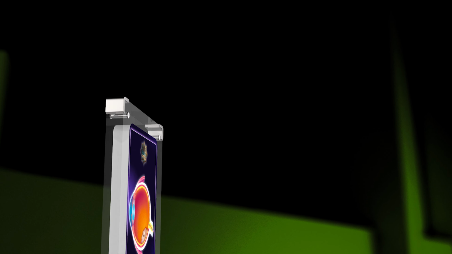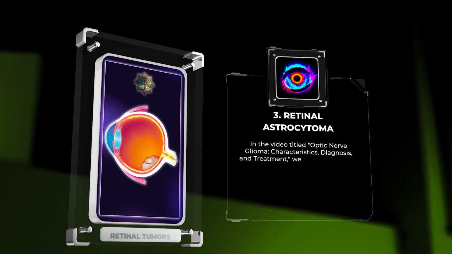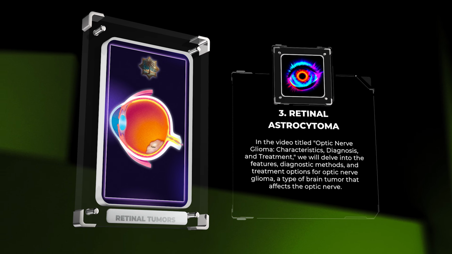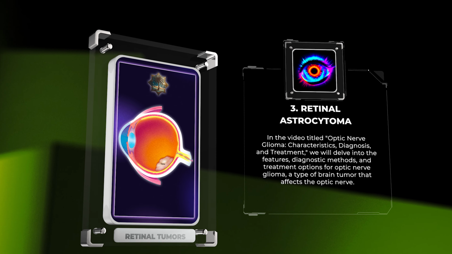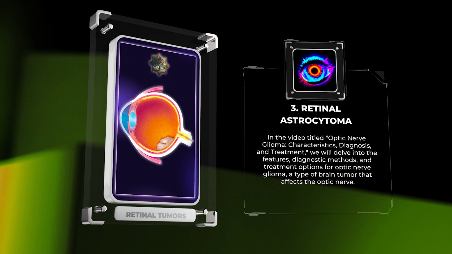In the video titled Optic Nerve Glioma, Characteristics, Diagnosis, and Treatment, we will delve into the features, diagnostic methods, and treatment options for optic nerve glioma, a type of brain tumor that affects the optic nerve.